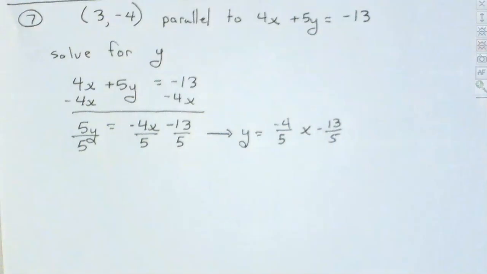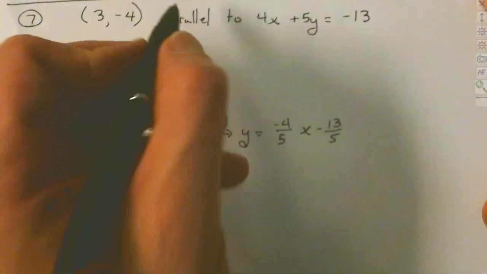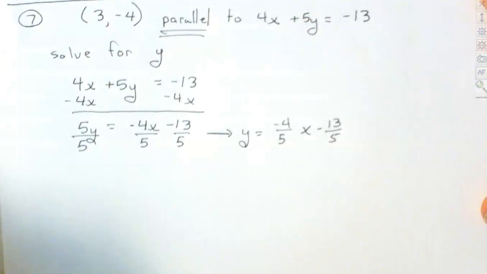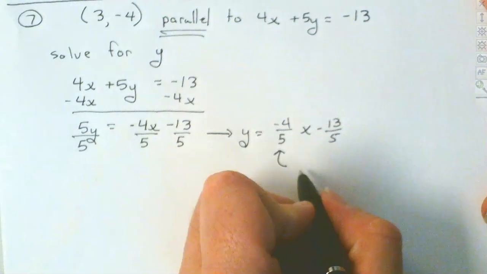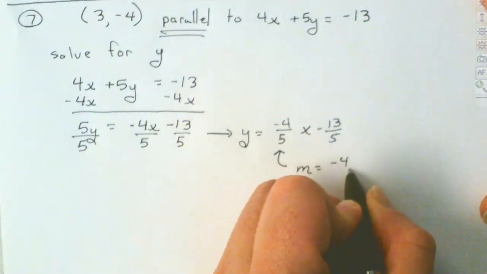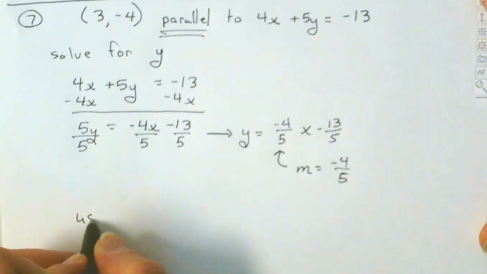Most students make it to this step. Where the mistakes lie are either not knowing what to do next or making a mistake with the algebra after this. So what do we do once we found this? Well, we need to eventually use point slope. So we need a slope. We want it to be parallel, so that means we're going to use the same slope. And what is our slope here? Can someone tell me? Yep, negative 4 over 5. And now we're going to use point slope.